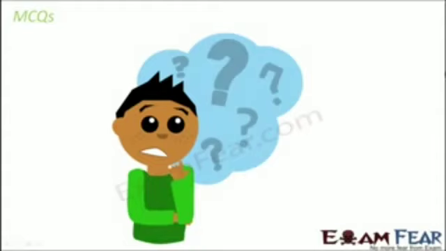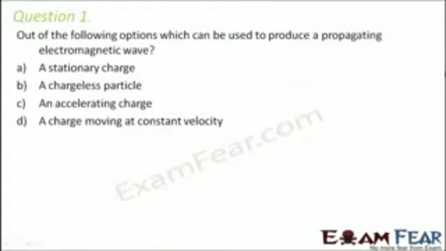So let us quickly look at some of the multiple choice questions. Question number 1. Out of the following options, which can be used to produce a propagating electromagnetic wave? Now, first of all, even before we look at the options, what do we need for an electromagnetic wave?